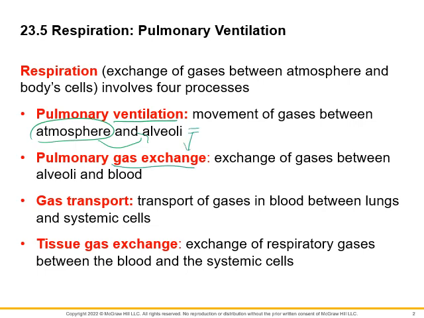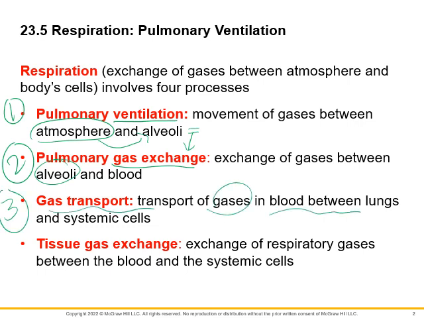So now, step 2, we actually have to do the gas exchange. We're going to drop off the CO2 from the blood. We're going to pick up the oxygen at the alveoli, right? Then we're going to move into gas transportation. We're going to move the oxygen in the blood from the lungs out to the body cells. And then 4, we're going to do tissue gas exchange.